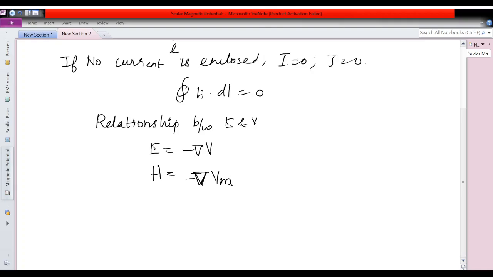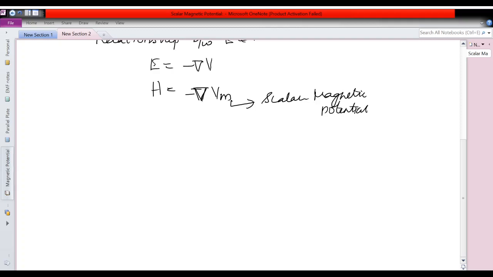Where this Vm is your scalar magnetic potential. So from this, Vm is equal to minus H dot dl, because it is the gradient. Magnetic field intensity is related with the scalar magnetic potential as the negative gradient. So Vm I can write as minus of integral of H dot dl. This scalar potential satisfies the Laplace equation.